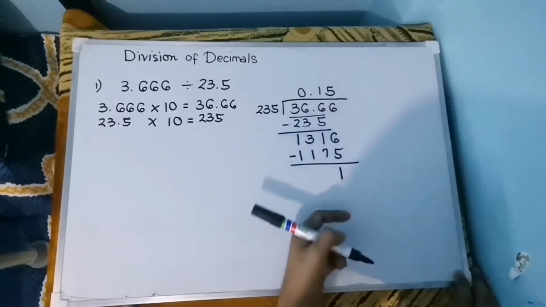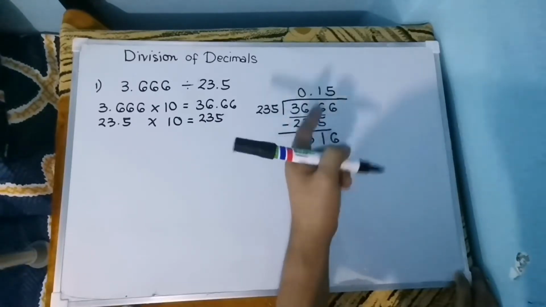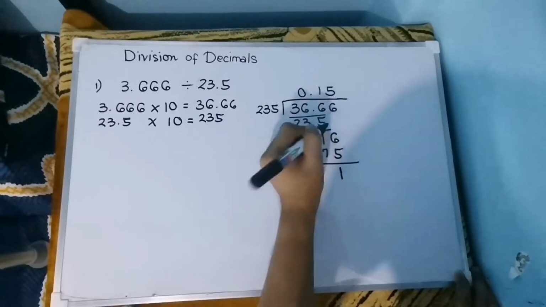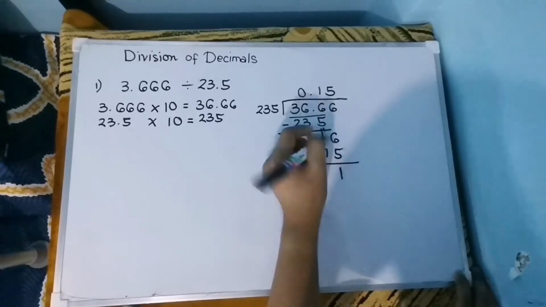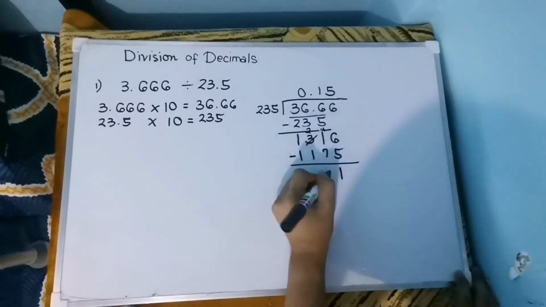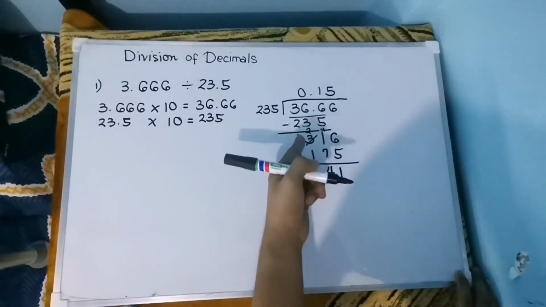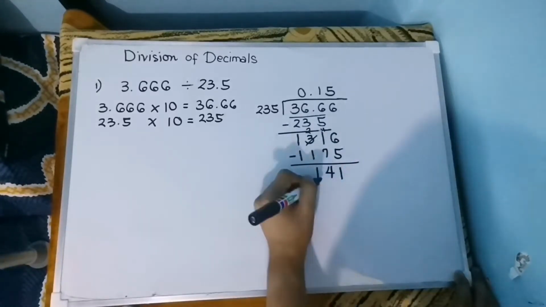Then, 1 minus 7 cannot be. So, we need to borrow 1 from 3. So, it will become 11. And then, it will become 2. So, 11 minus 7 is 4. And then, 2 minus 1 is 1. So, it will become 141.